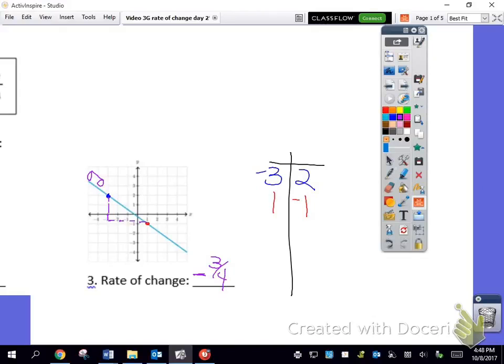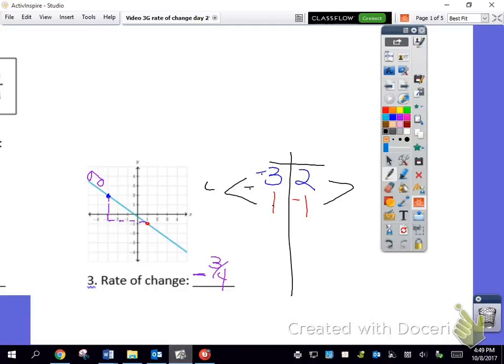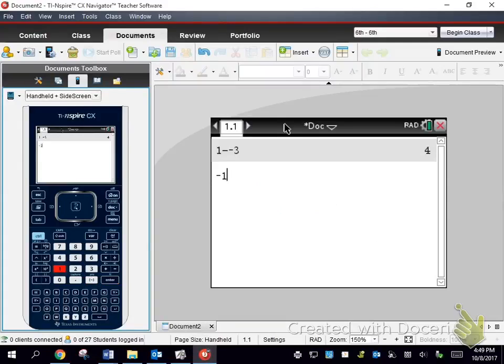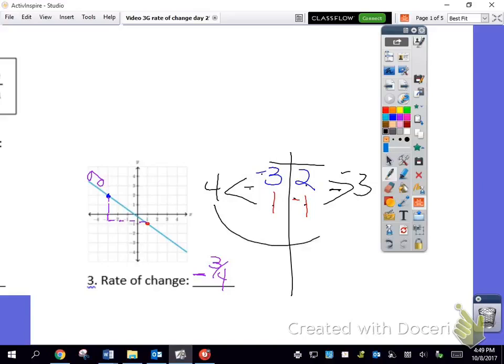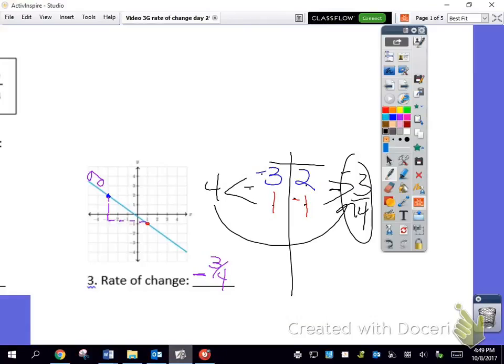Now I'm going to double check it. So I'm going to subtract 1 minus negative 3. Now I think we did that a while ago. 1 minus negative 3 is 4. And then I have negative 1 minus 2. That's a negative 3. And you want to swing it over. When I put that in my calculator, negative 3 divided by 4 gives me negative 3 over 4. So that is my rate of change. I'm going downhill at a rate of going down 3 for every 4.